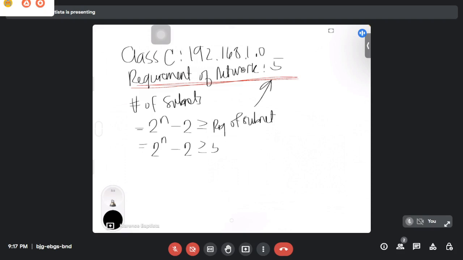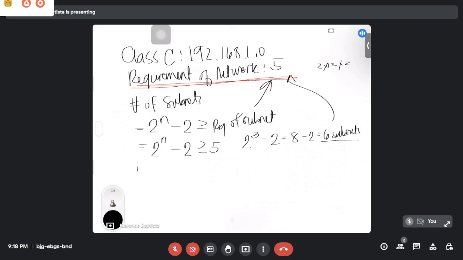So, ano po yung 2 raised to n na pwede nating computein para magamit po natin, or may minus 2 natin ay mas malaki pa rin or equal sa 5. So, try po natin si 2 raised to 3. So, 2 raised to 3 is 2 times 2 times 2. So, 2 times 2 is 4 times 2 is 8. So, 2 raised to 3 minus 2 is equals to 8 minus 2. So, ang sagot niya is 6 subnets. So, 6 is greater than 5. So, pwede yan. Okay yan.